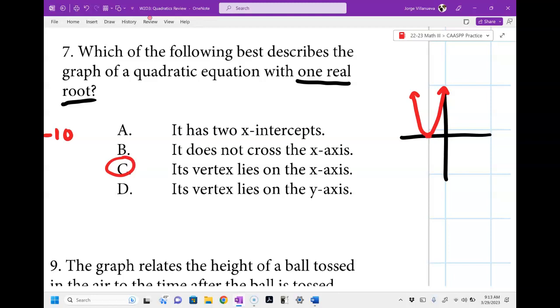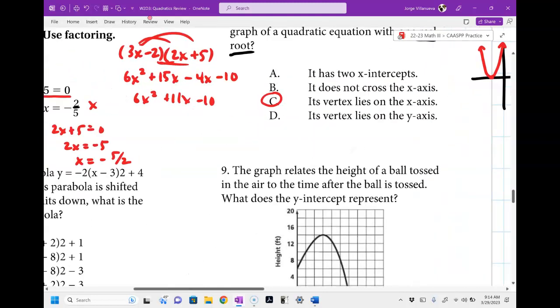If it has 2 x-intercepts, that means it has 2 roots. If it doesn't cross the x-axis, that means it has no solution. That's B. If the vertex lies on the y-axis, that doesn't necessarily mean anything. I mean, it can be on the y-axis, but it can be below or above. It can have no solutions, 2 solutions. It has too many options. C is the only one that makes sense. The vertex is on the x-axis. So that one wasn't too bad. That's not an error problem.